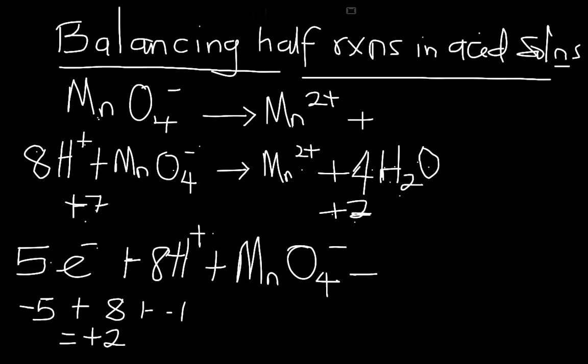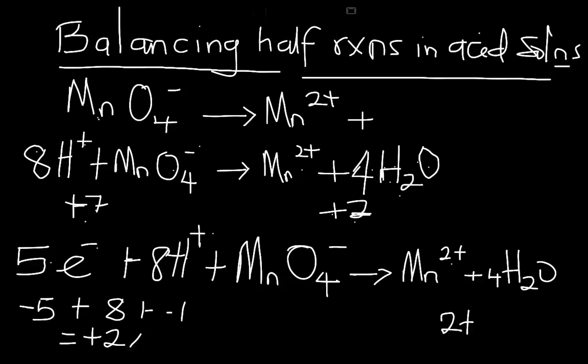Now on our right hand side, we have manganese 2 positive plus 4 water. On this side, we have a net charge of 2 positive. So you can say that this equation is now balanced. We have a net charge of 2 positive here, and a net charge of 2 positive here. So we have balanced this equation.